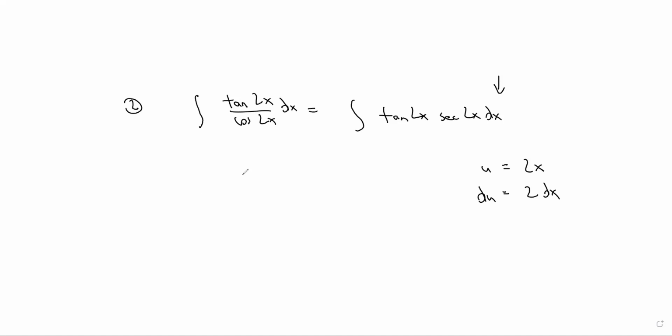We'll have a 2 dx in there. So integral of tan 2x secant 2x, and then I'll put brackets and then 2 dx. So I just inserted this 2, so I've got to put a 1/2 out here.